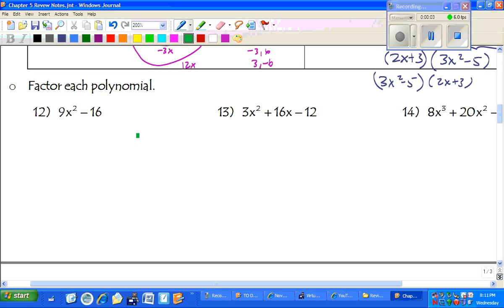Let's check your answers and see how you did. For number 12, two terms again, so that means we need to try and see if we can factor this into two binomials because it's a difference of two squares.